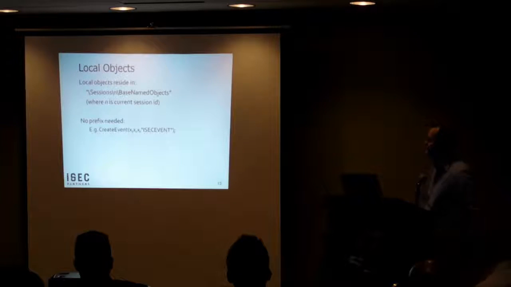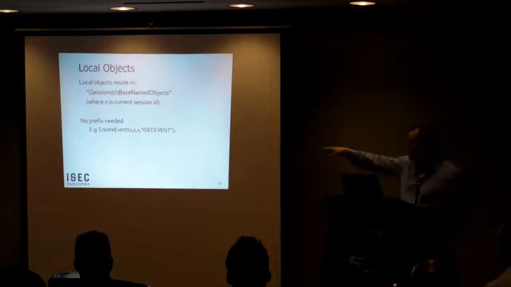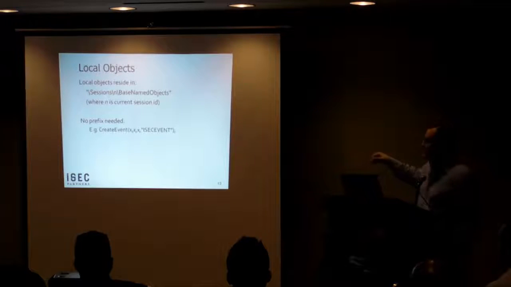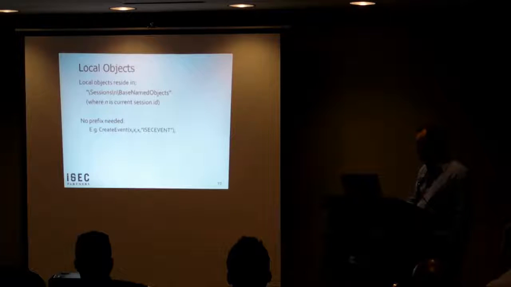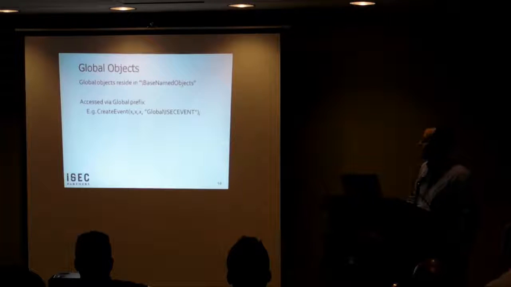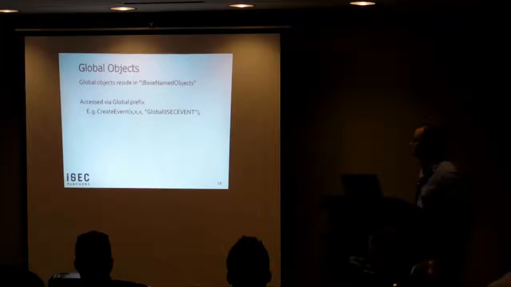So, local objects. As I mentioned before, they reside in a session, the session ID number, and then BaseNamedObjects. So if I create an event with the name ISEC event, that'll be placed in \Sessions\n or \1, for example, \BaseNamedObjects\ISEC event. That's where it's going to be stored in the hierarchy. And global objects, it's just \BaseNamedObjects. So you follow the pattern here, right? Each session has their own kind of containment, their own area for objects.